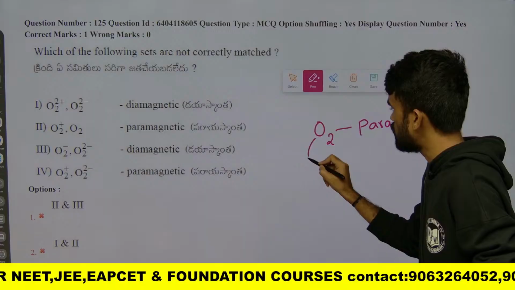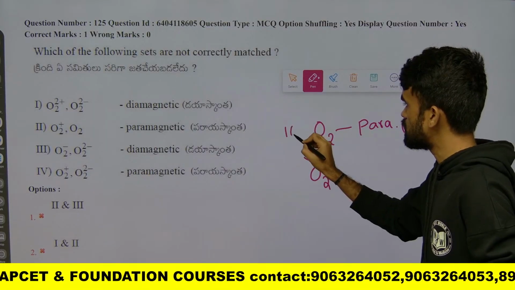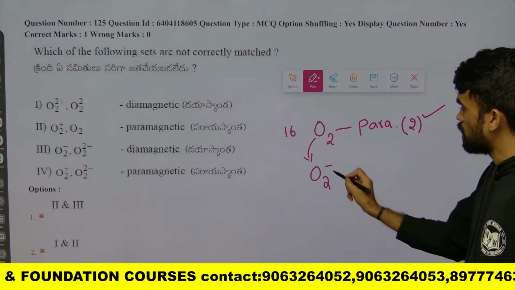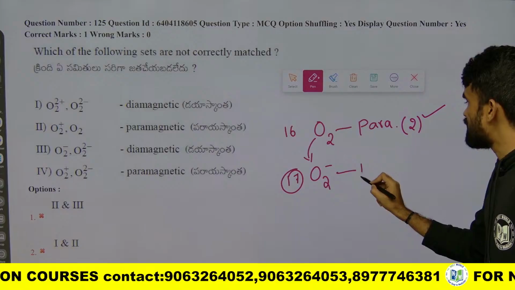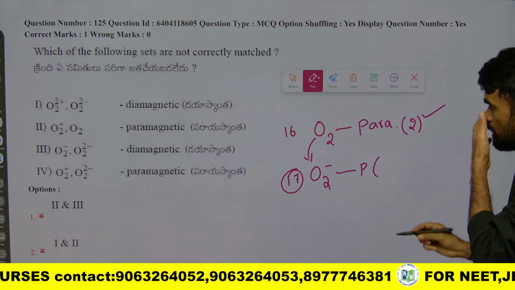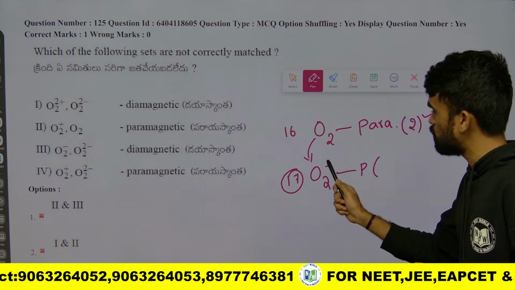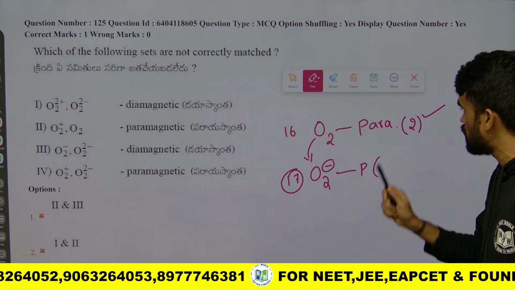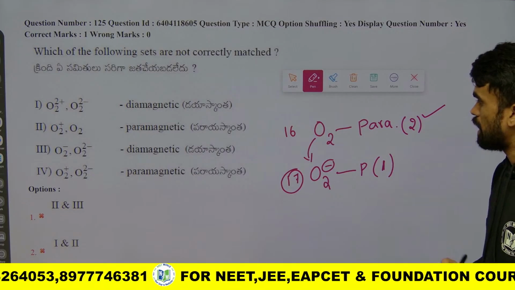Now if I write O2 minus, here out of 16, 2 are unpaired electrons. Now O2 minus means it is becoming 17 electrons. So this is also paramagnetic. Why is it paramagnetic? Out of these 16, 2 are unpaired, so 1 electron will be pairing with this newly added electron, but 1 more electron will remain unpaired. So, 1 unpaired electron.